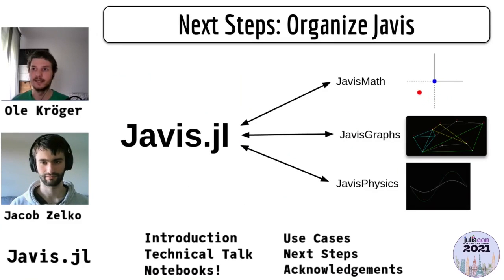And after that, we want to organize Javis a little bit more by splitting it up into at least three different categories, by also creating a Javis organization on GitHub. And we plan to split it up to Javis Math, Javis Graphs, and Javis Physics, and maybe more in the future.